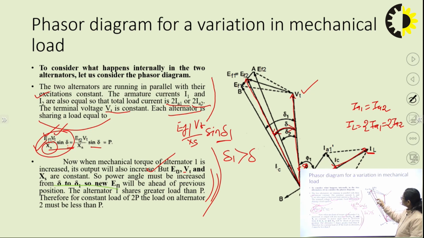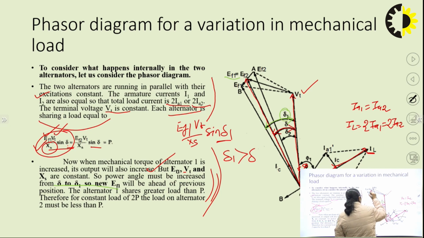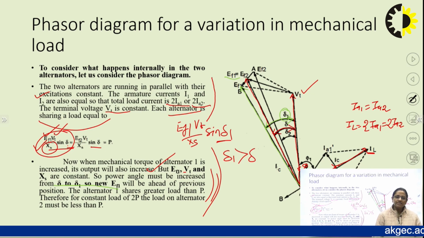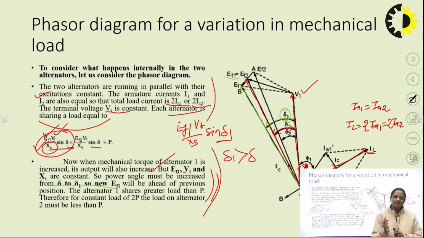I have marked the previous position of excitation EMF EF1. Now, excitation EMF EF1 will be ahead of its previous position and the new load angle is delta 1. This is the new position of excitation EMF EF1. As I told you earlier in previous slides, to restore the operating frequency of the system to the same F hertz, if we are increasing the mechanical input of one alternator, at the same time I have to reduce the mechanical input of the second alternator.